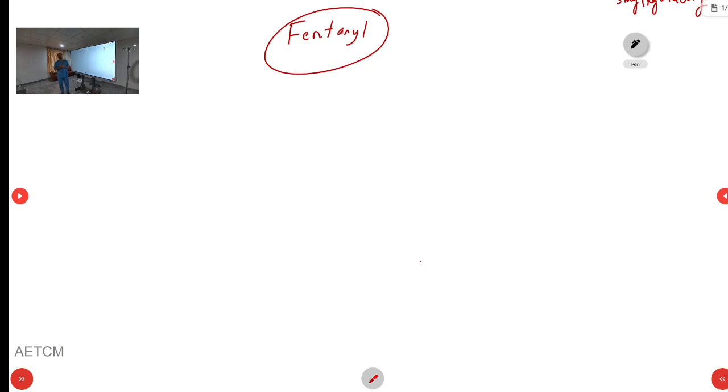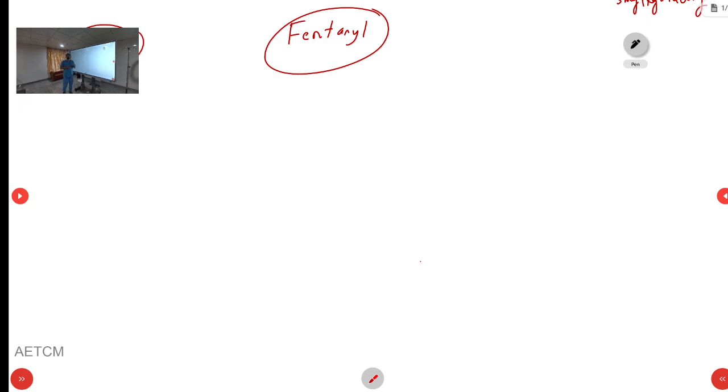In this module, we are going to discuss the drug fentanyl. We will discuss the classification, the mechanism of action, the metabolism, the indications, the contraindications, the complications, the routes of drug administration, and finally, the dilution of fentanyl. So first we come to classification of fentanyl.